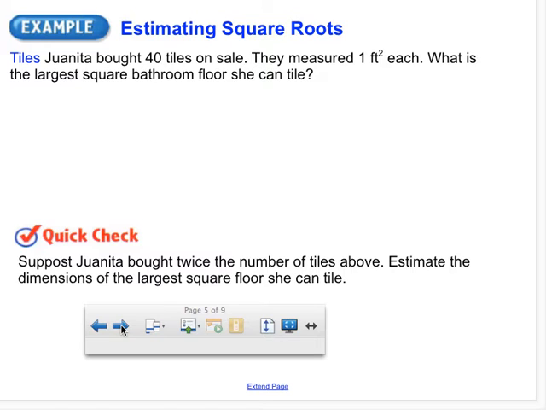So how are we going to estimate that? We need some benchmarks. We need some perfect squares. Nicole, please put that away.